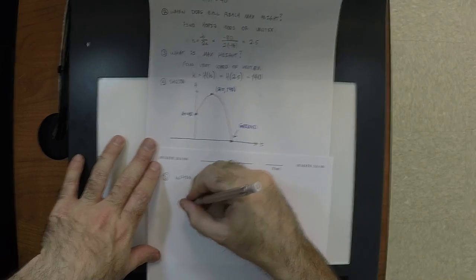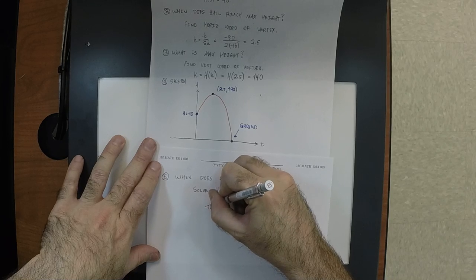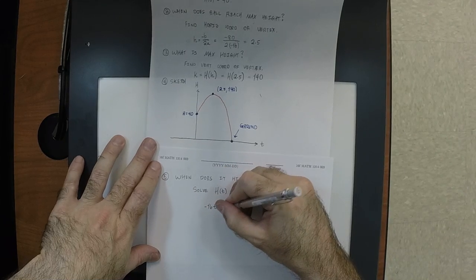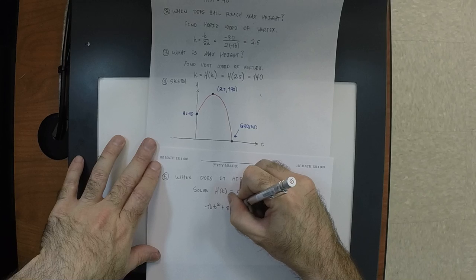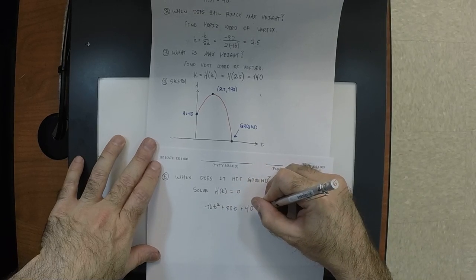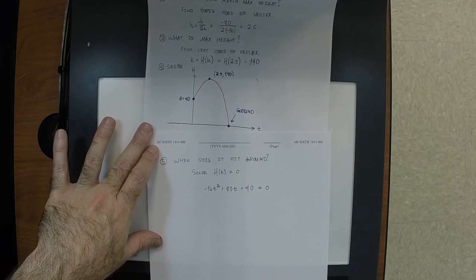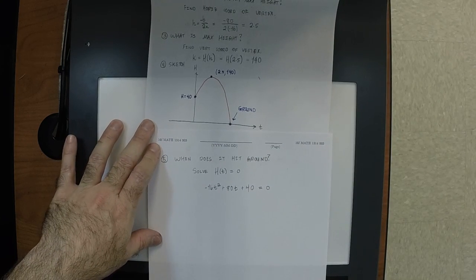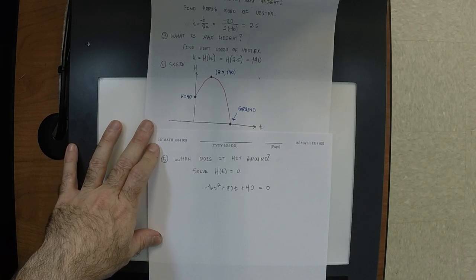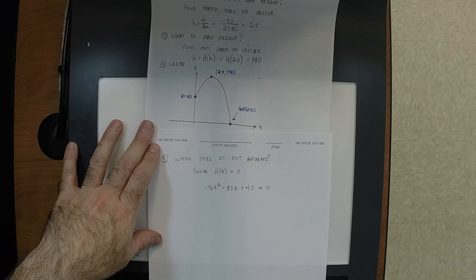Okay. So negative 16 t squared plus 80t plus 40 is equal to zero. So it's a quadratic equation. So before we do anything else, I want to simplify it as much as I can. So what's one obvious simplification I can do?